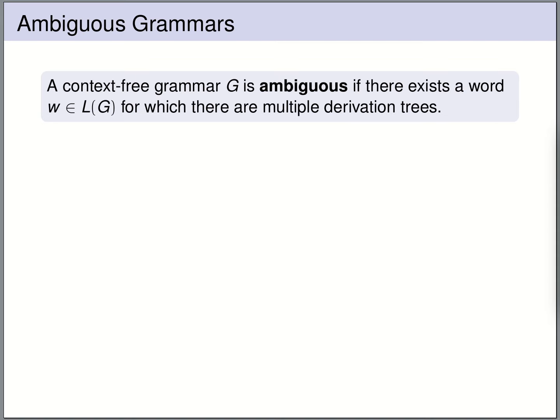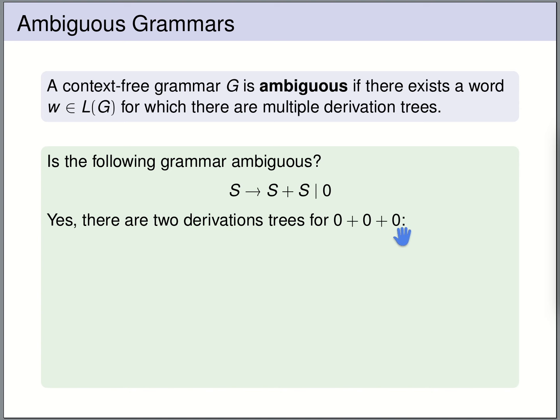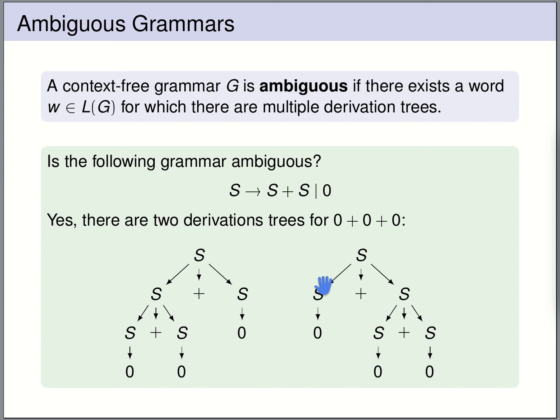A grammar is called ambiguous if there are multiple derivation trees for the same word. So for instance, if you take this context-free grammar, S can rewrite to S plus S or to 0, then we can have different derivation trees for the word 0 plus 0 plus 0. Let's have a look. This is a derivation tree for this word, and this is another derivation tree for the same word. Let's check that they are valid derivation trees.